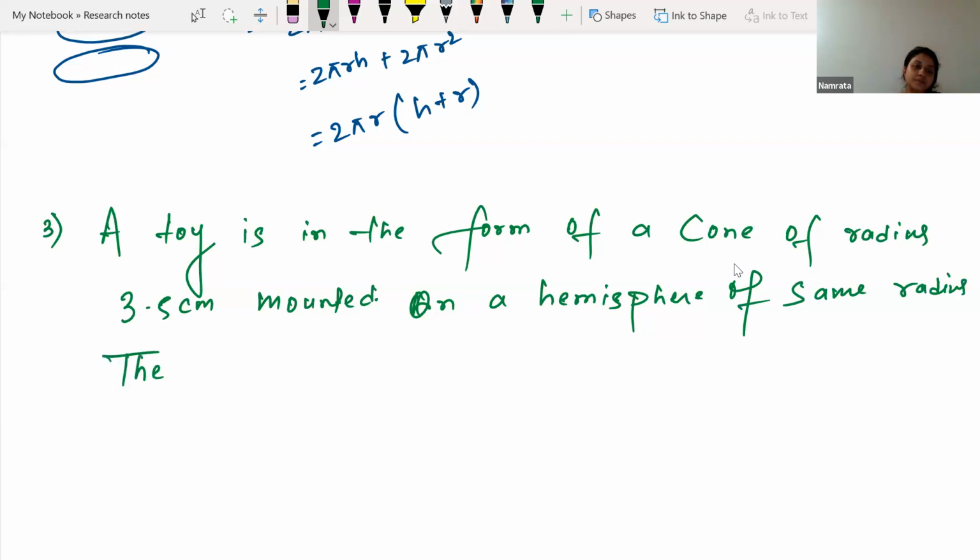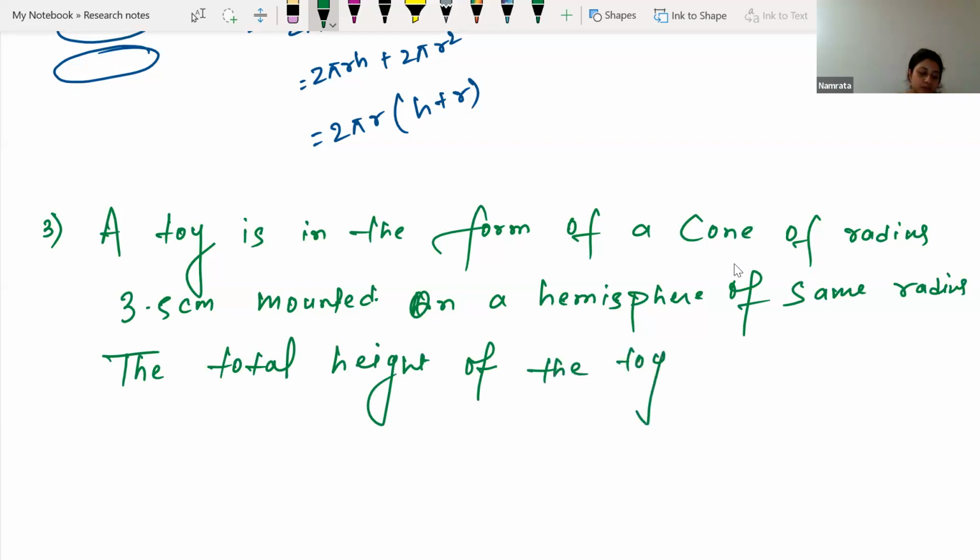The total height of the toy is 15.5 centimeter. Find the total surface area.